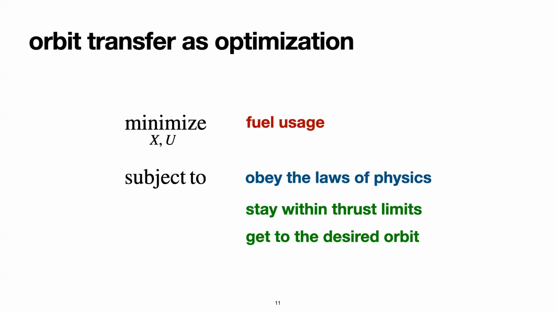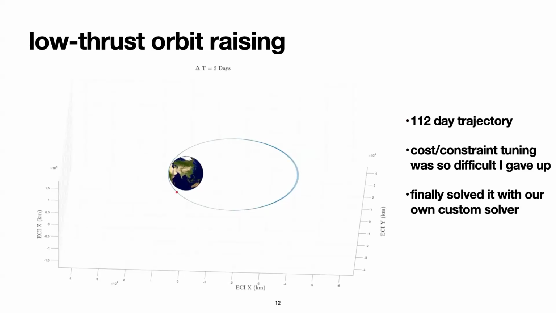So I was like, all right, I'll do what Zach said. I'll just write this down as an optimization problem. I'll say I want to minimize the amount of fuel I use because fuel is important in space. I want to obey the laws of physics. I want to make sure that my rocket and my satellite obey the orbital mechanics present. I have to stay within my thrust limits because I have very weak thrusters. And then I want to make sure that by the end of the trajectory I actually get to the desired orbit. So this was not at all as easy as Zach made it seem.